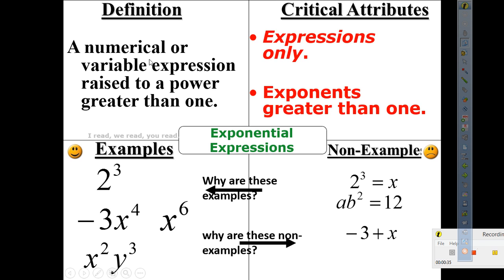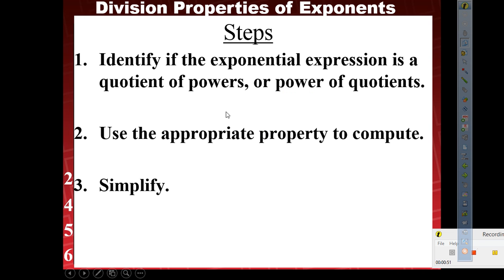We know that they are numerical variable expressions. They show power greater than 1, with examples and non-examples. So we know that they're expressions only and exponents greater than 1. You can do that by yourself and finish it later. Steps. Write these down. Step 1.